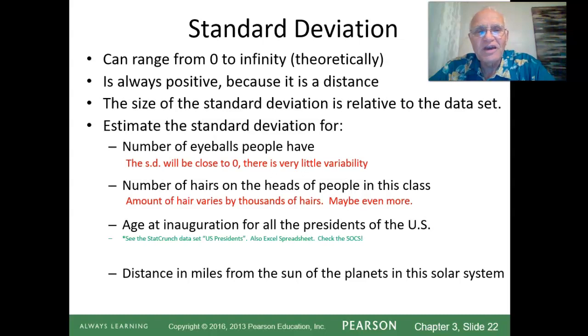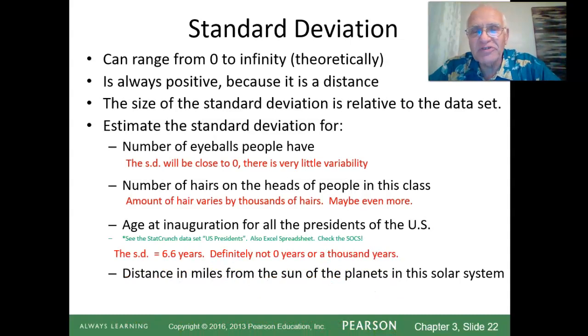Age at inauguration for all presidents of the U.S. How much variability is in that? There is a StatCrunch data set. If you just go into StatCrunch and open some available data sets, the U.S. presidents is actually in there. Standard deviation is about 6.6 years. So there's an average, and most people are within a fairly close range of that average. Definitely not a small number, but not a huge number either.